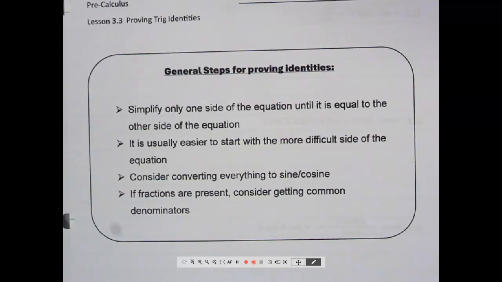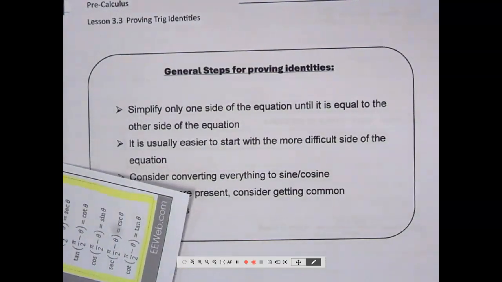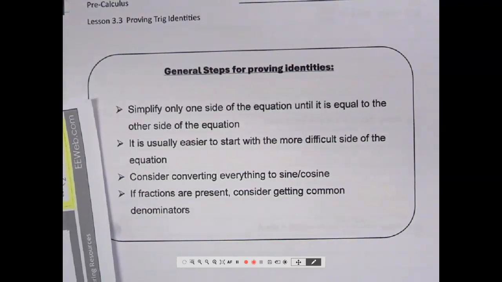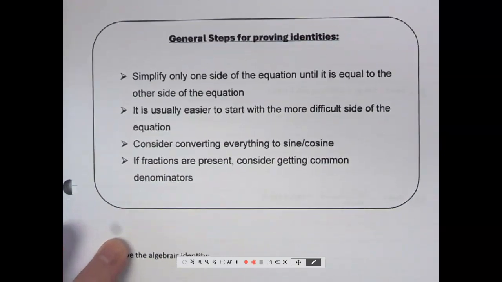Okay, so this is lesson 3.3. And what we're talking about in this lesson is proving trig identities. So we simplified trig identities. Yesterday we used trig identities to solve equations, and now we're going to prove them. So these are the general steps that we will use.